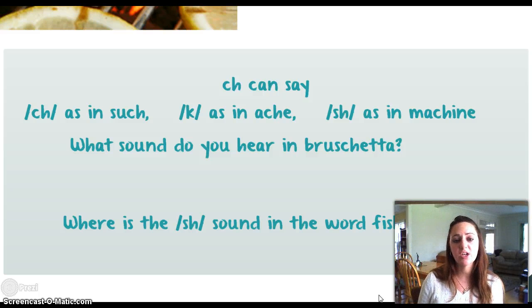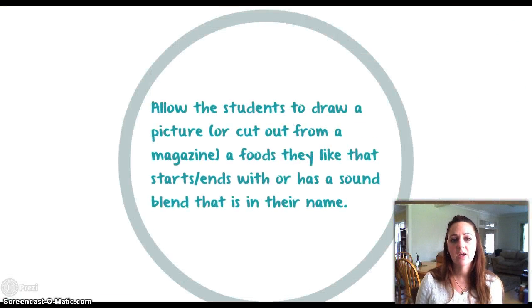Where is the sh sound in the word fish? Here we see it at the end of the word. This is a time where we'd allow students to draw a picture or cut out from a magazine any foods that they like that start with, end with, or have a sound that's in their name. This would take up a little bit of time flipping through the magazines or drawing and getting things colored in, and then we could help the kids label the different foods that are related and talk to the kids about how those sounds that they're showing us in the foods relate to the different letters in their name.